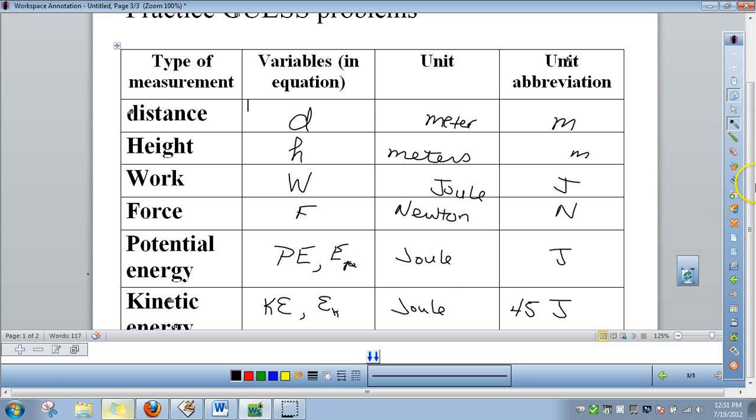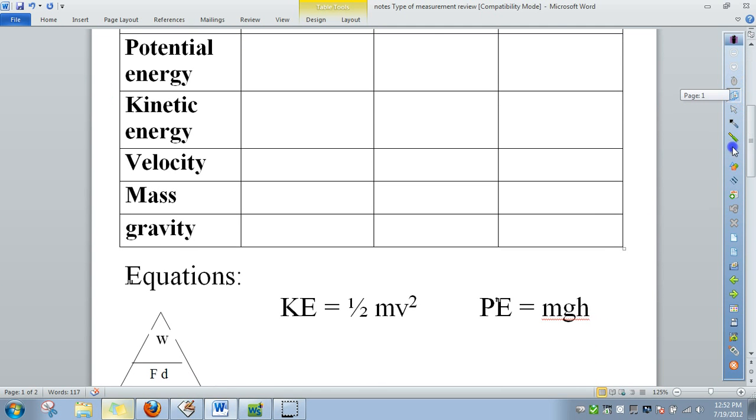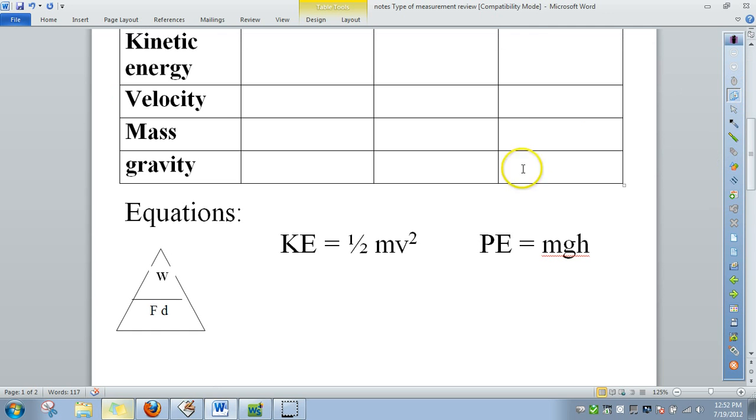Okay, we have a few more of these to do. So let me scroll down. We'll go over velocity, mass, gravity. We'll go over our equations that we need to use, how to use the triangle for work, and then we'll start some practice problems.